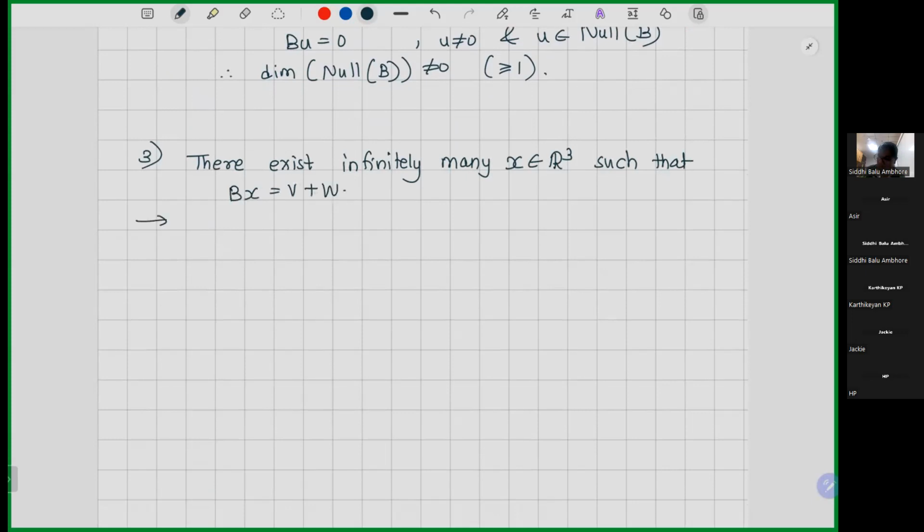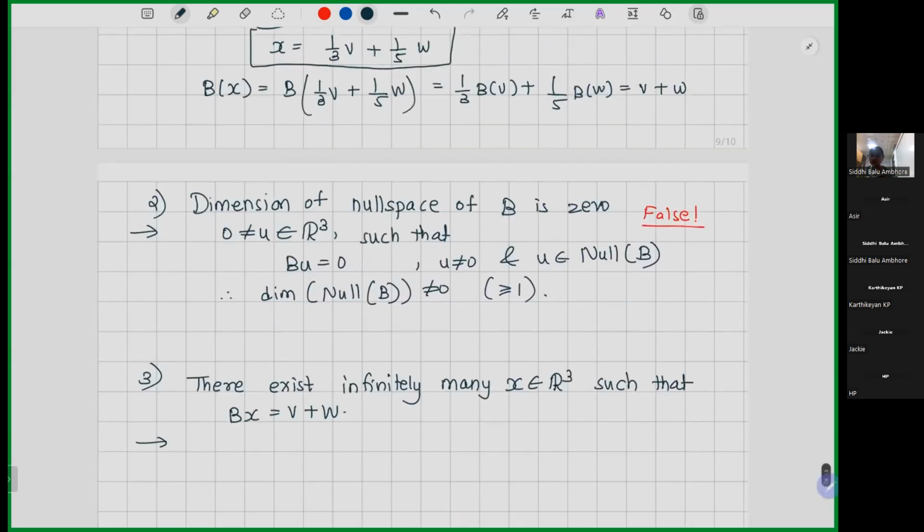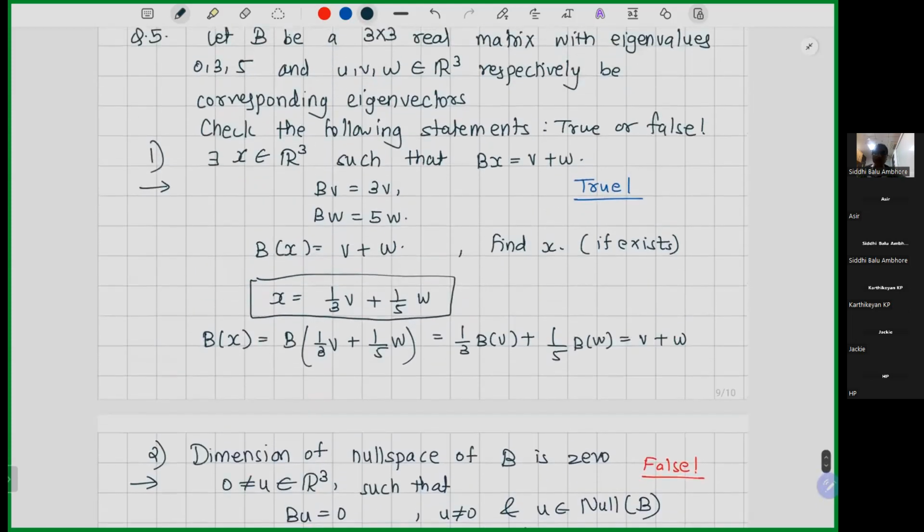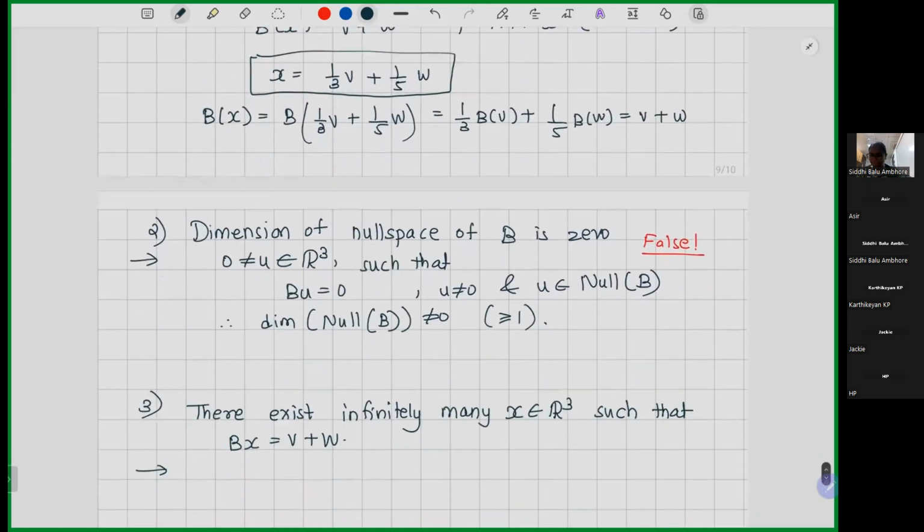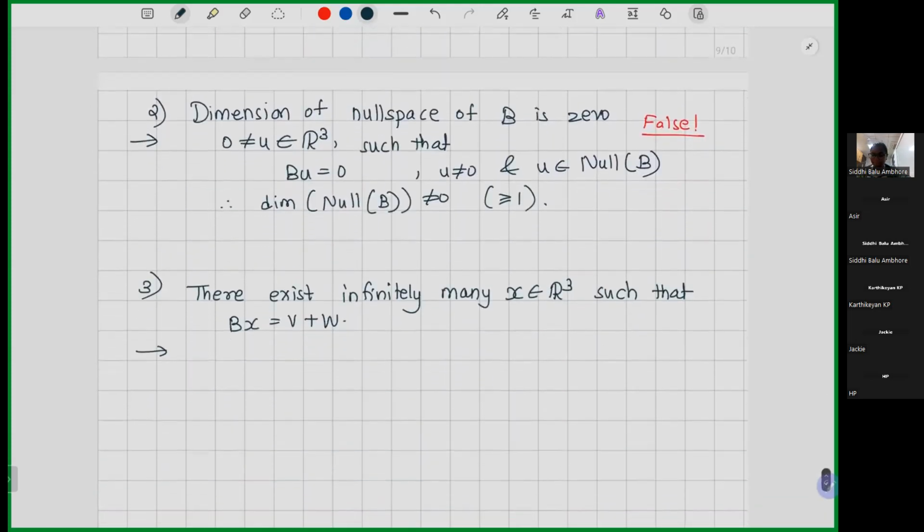Sorry, if we can go back to the last problem. We got Bu is equal to 0 because the eigenvalue in that case is 0, right? Yes. And we can have such a vector where u is not equal to 0. Okay, got it. It's clear, right? This is 0 times u, which is 0. I hope it is clearer than the previous statement.